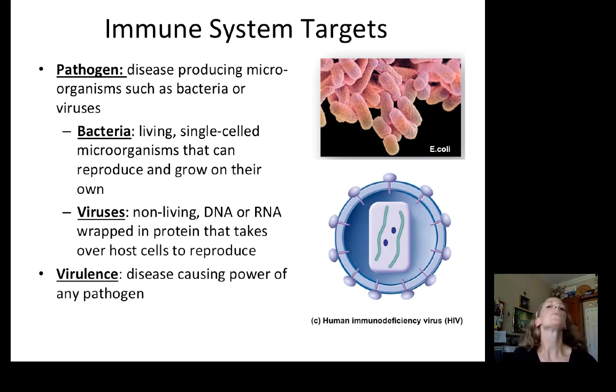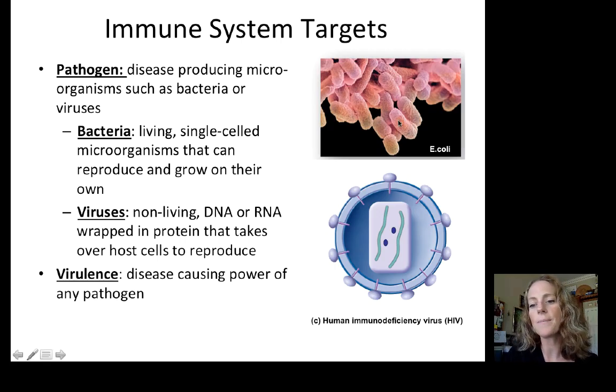Okay, so let's talk about the targets of the immune system. What the immune system is looking for is something foreign. That foreign thing is called a pathogen. A pathogen is a disease-producing microorganism, for example, a bacteria or a virus. Bacteria is a living single-celled microorganism that can reproduce and grow on its own. For example, E. coli.